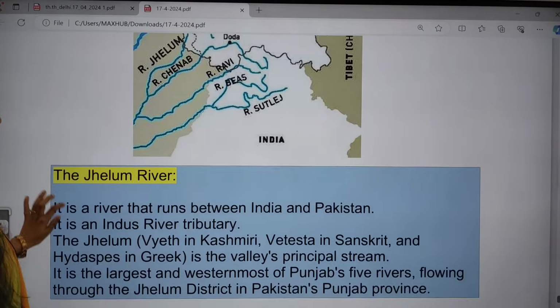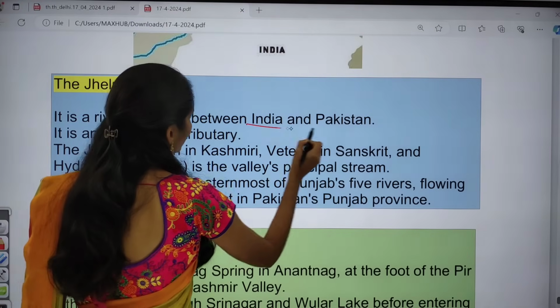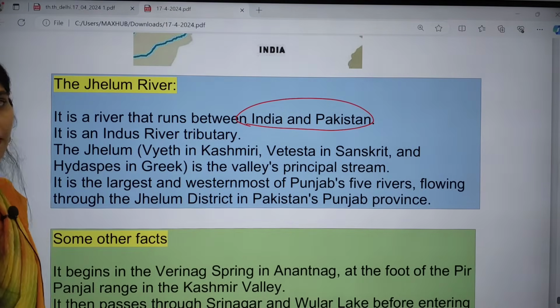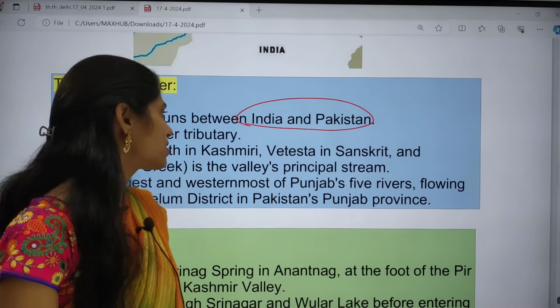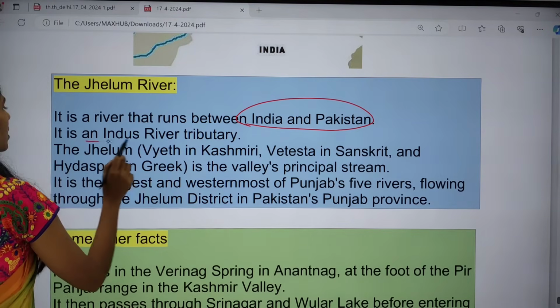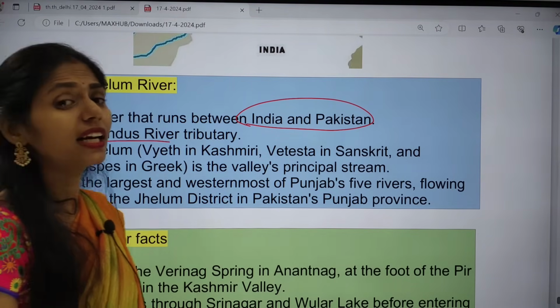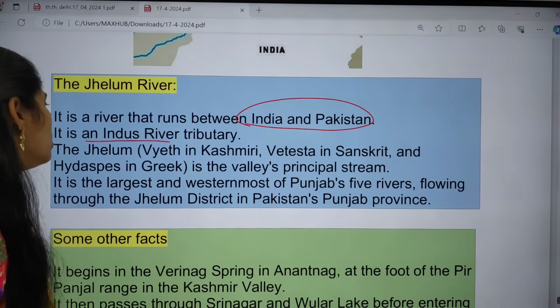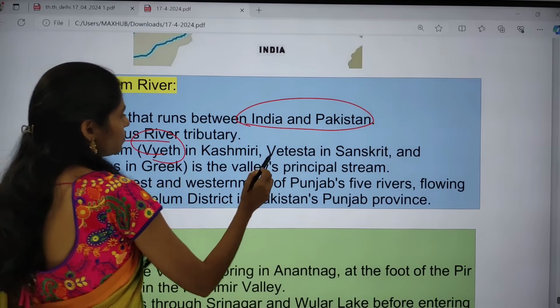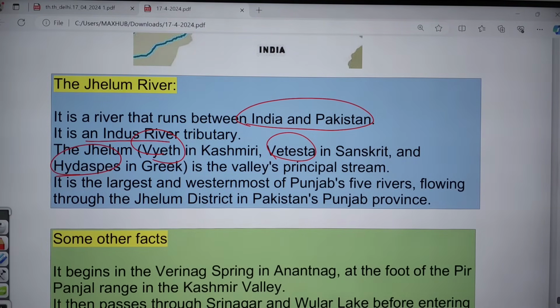And now let us see this Jhelum river. Here it is a river which is running between 2 countries, that is India and Pakistan. So can I say it is an international river? Yes, of course. And it is an important tributary of river Indus. And you have to know other names of Jhelum, so there will be a question from this area. It is called Vyeth, Vitasta, as well as Hydaspes. So these are the other names of river Jhelum.